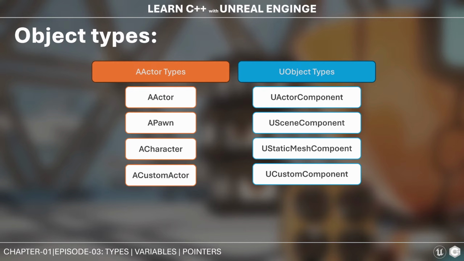find the actor who lives there, and hurt them. Another point is why we are using this A and U before Actor, Pawn, Character, ActorComponent, SceneComponent, or StaticMeshComponent. They are just a naming convention by Unreal. We use A when the object inherits from the Actor class, and U when we are inheriting from UObject. It also helps us visually realize immediately what the parent class is.